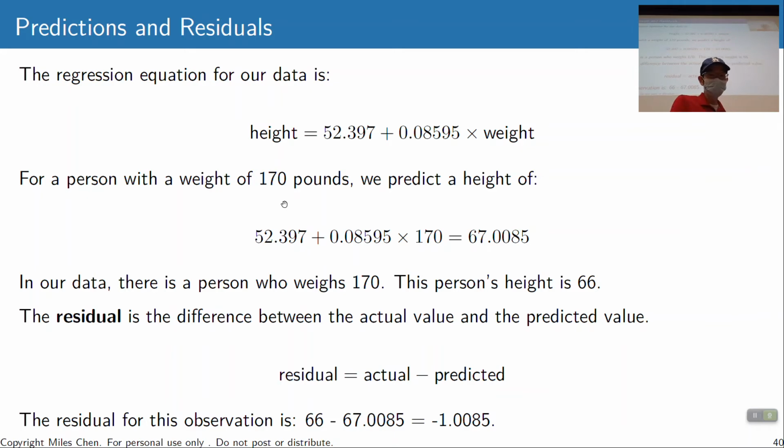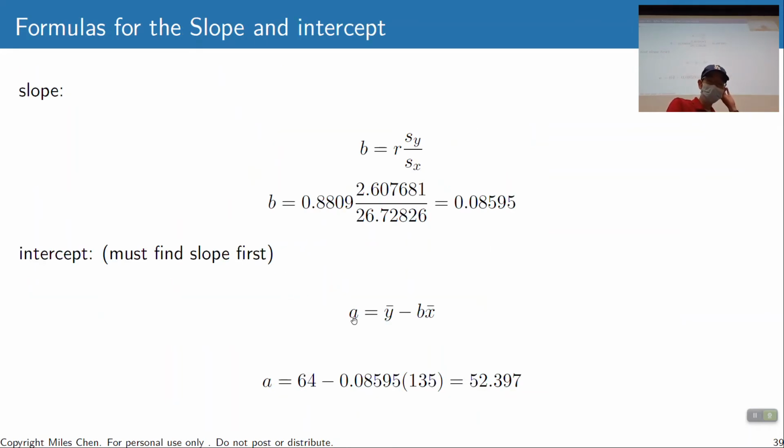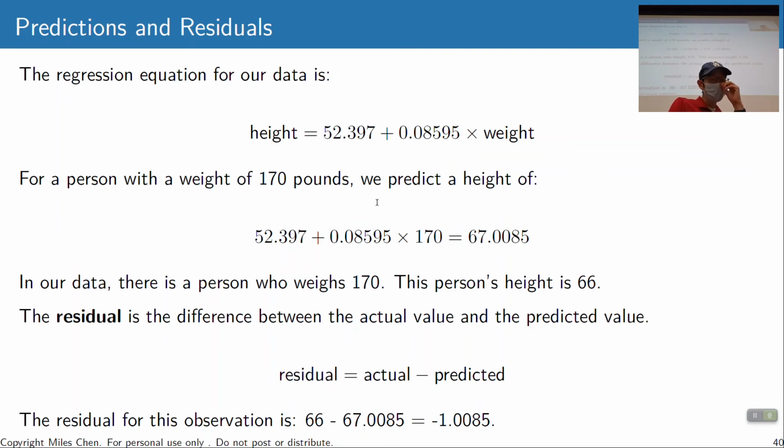And so you put those two together. The intercept is your A, your slope is your B, and your predicted is going to be y hat. Your predicted height is A plus B times X. Our X is the weight, our Y is the height. So we get 52.397 plus 0.08595 times the weight, which is exactly what we have. And we say, all right, let's predict someone's height if we know that their weight is 170 pounds. Okay, so we plug in 170, we multiply it by 0.08595, we add on 52.397, we get 67.